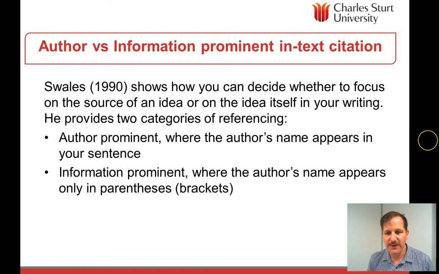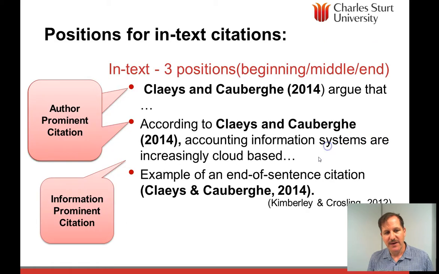Author versus information prominent in-text citations. So again, Swales, that's the author, Swales 1990, shows how you can decide whether to focus on the source of an idea or on the idea itself in your writing. He provides two categories of referencing: author prominent, where the author's name appears in the sentence, and information prominent, where the author's name appears only in the parentheses, brackets. So I'll give you an example of this. Clays and Cobridge 2014 argue that, according to Clays and Cobridge 2014, accounting information systems are increasingly cloud-based.